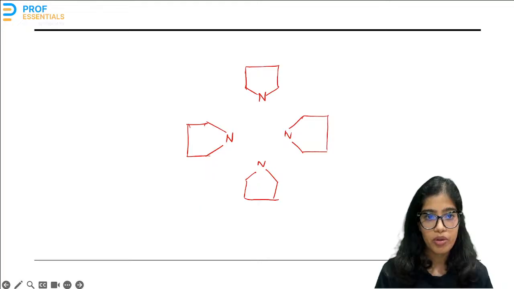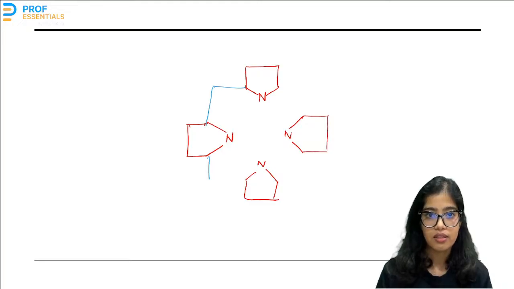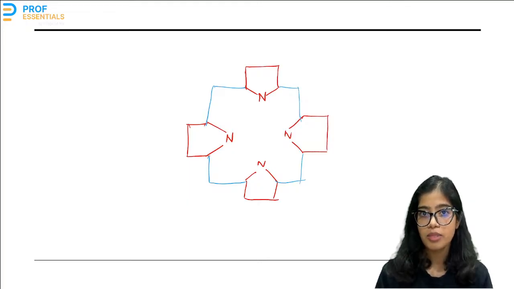So this tetrapyrrole, I'm going to draw the methine bridges in another color. So you connect it like this. The alpha carbon is going to be connected. So this is the alpha carbon, this is the beta carbon, okay?